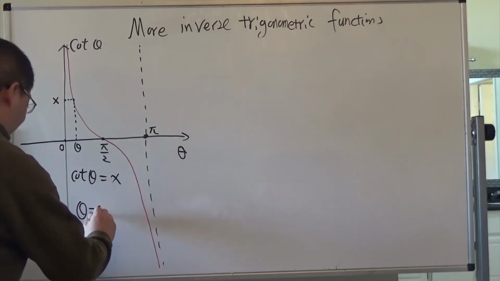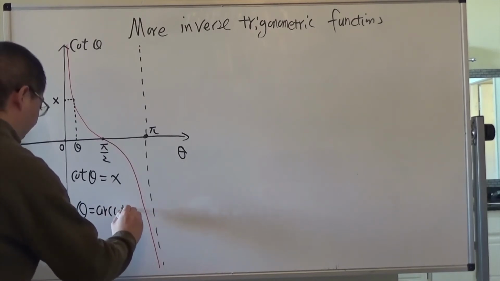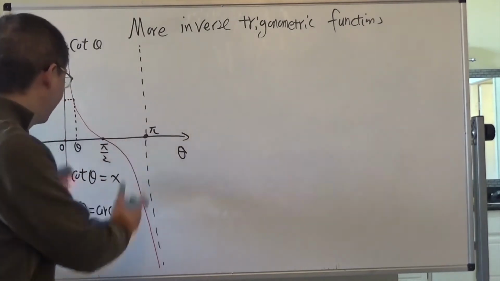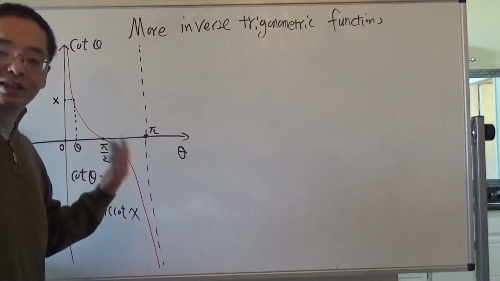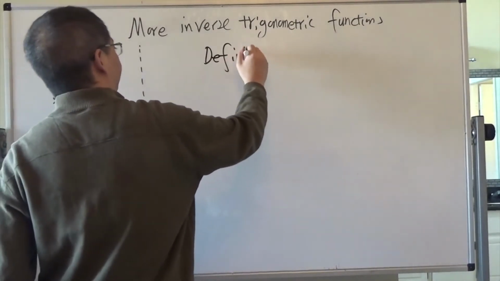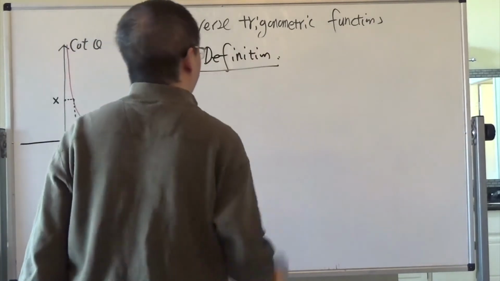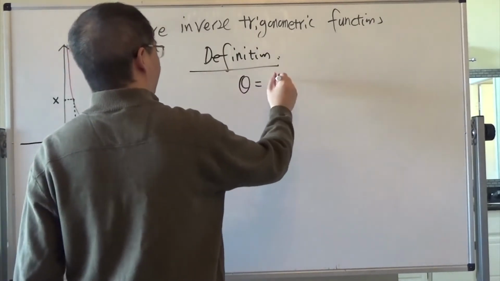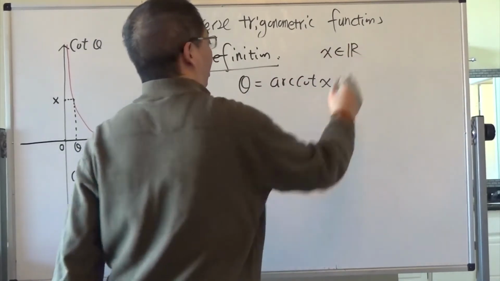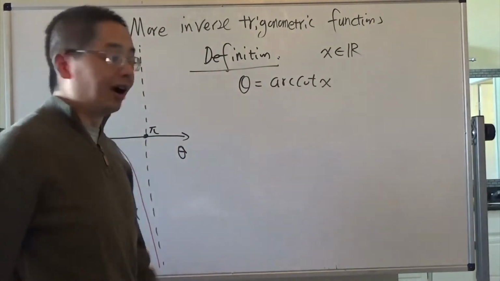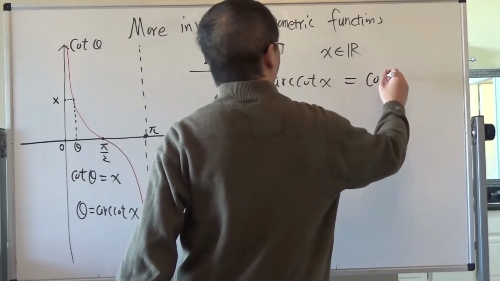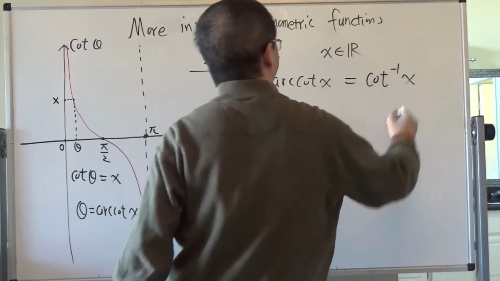So theta is arccotangent x. Now if we restrict to the domain from 0 to pi, there's only one theta with the given cotangent value. So this is the definition. We say theta equals arccotangent x for any real number x. We define the inverse cotangent function, which could also be written as cotangent inverse x.